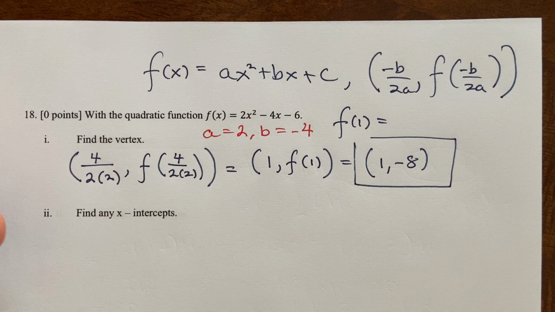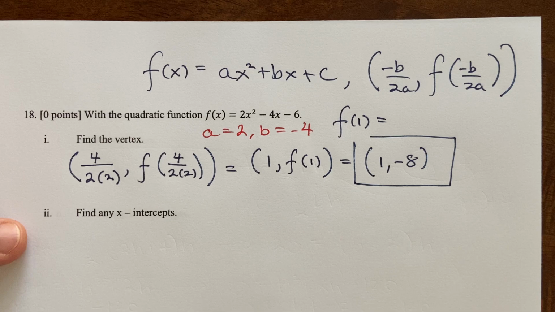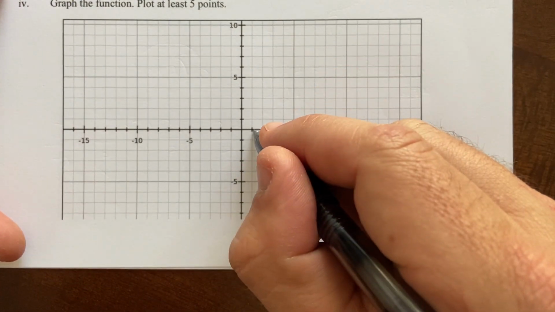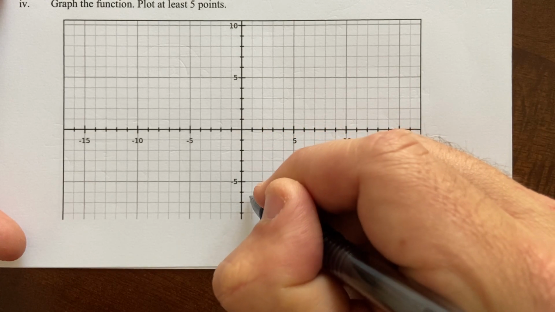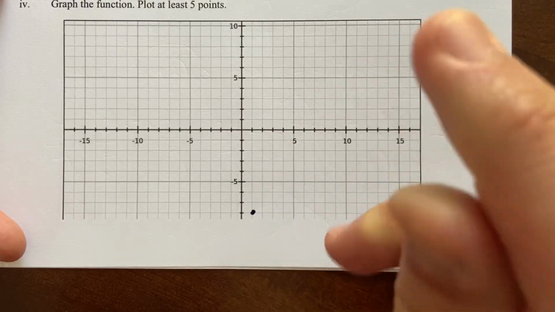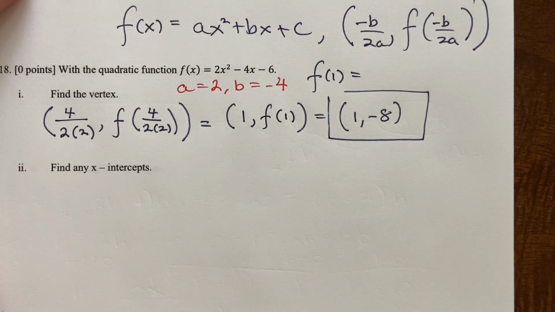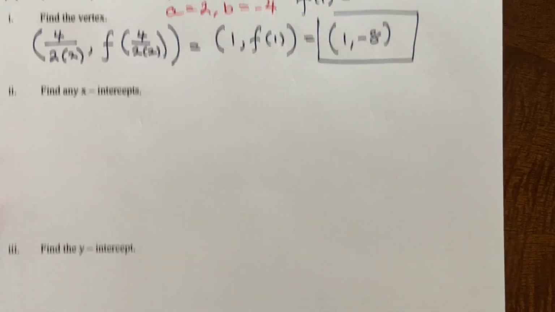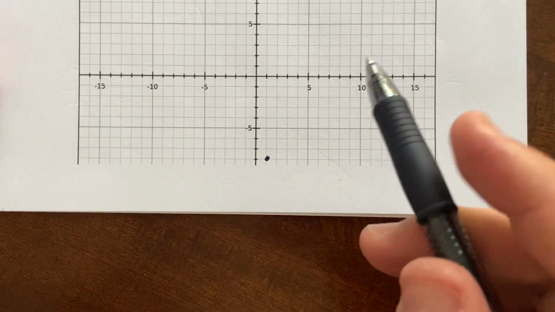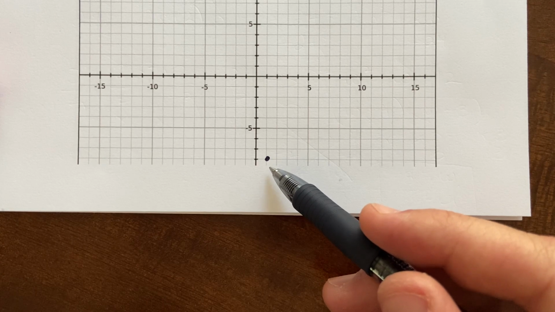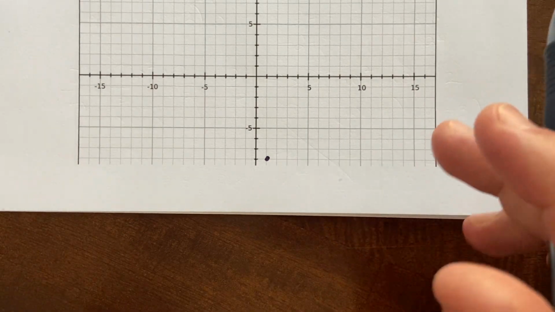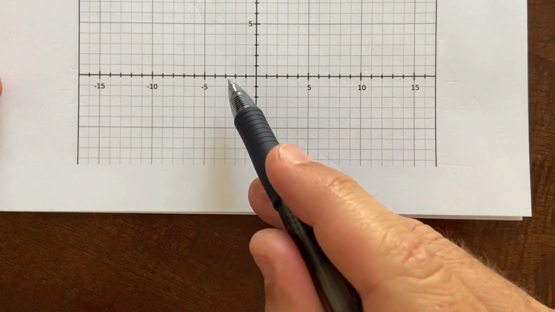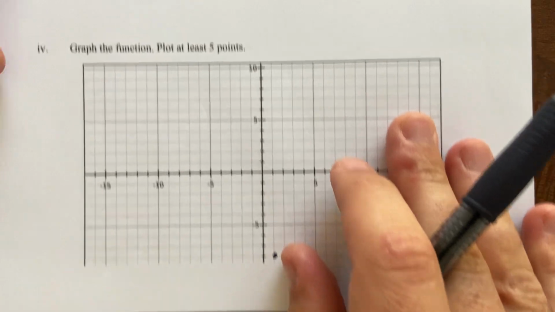Okay. Find any x-intercepts. So let me just plot the vertex first. So 1, negative 8. This one has a positive a value, which means this parabola will open up, and this vertex is sitting at what is now a minimum. So for sure there will be 2 x-intercepts. Just by the geometry, I know it's opening up, so I'm expecting 2 x-intercepts here.